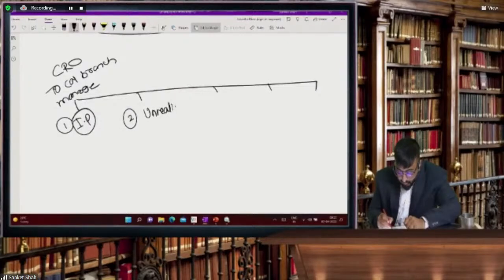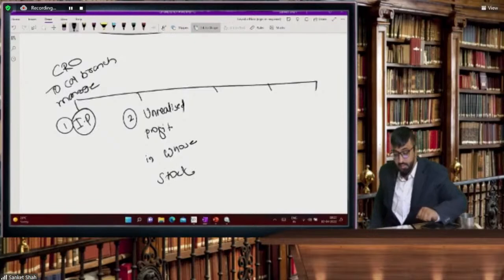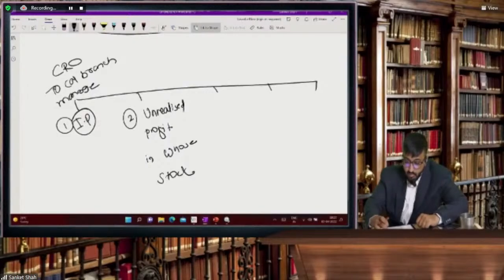Second question. Unrealized profit. Unrealized profit in whose stock? Very good. Please now write down the answer of the second. Yes, receivers department.